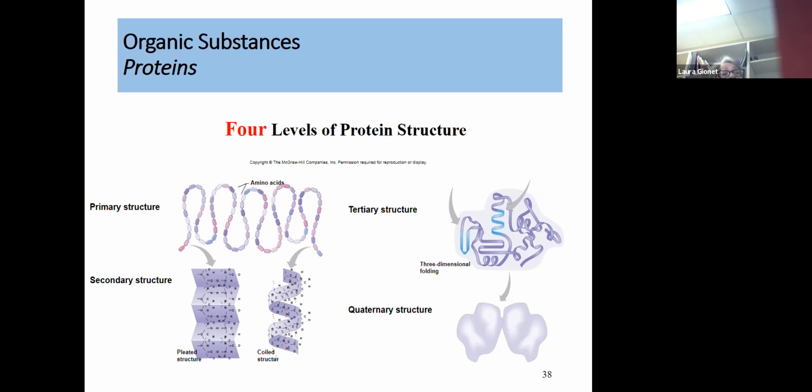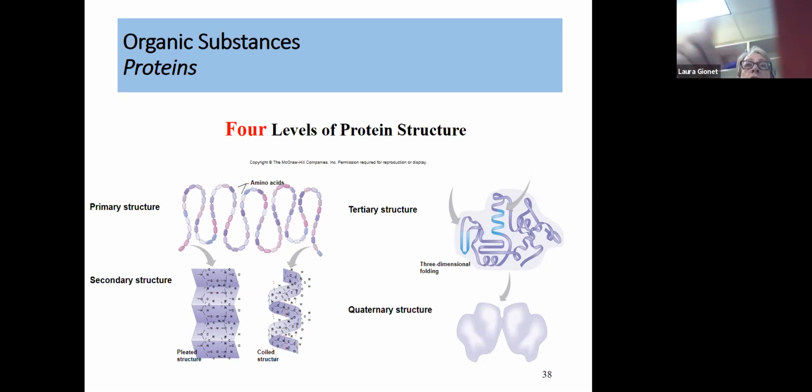Whenever you change even one amino acid, it can change maybe not the entire molecule, but generally certain characteristics of that molecule, certain behaviors of that molecule, let's say. So just changing 1 out of 200 can really change that molecule. And that's just the primary structure.